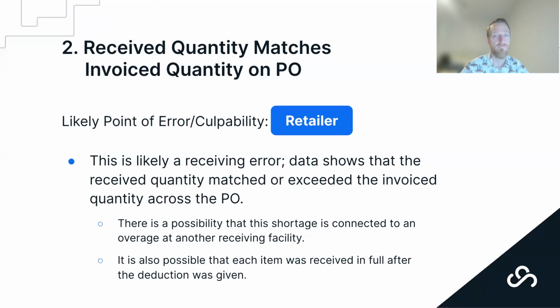And then sometimes, again, we kind of talked about the timing. If there was a truck in the yard, or if this was a scenario where two trucks were actually delivering a PO, Walmart may have issued a deduction before the second shipment showed up potentially. So sometimes it's a timing scenario if the received data matches the invoiced data. This is definitely a scenario where you have good reason to dispute because the receiving data shows they got the goods.